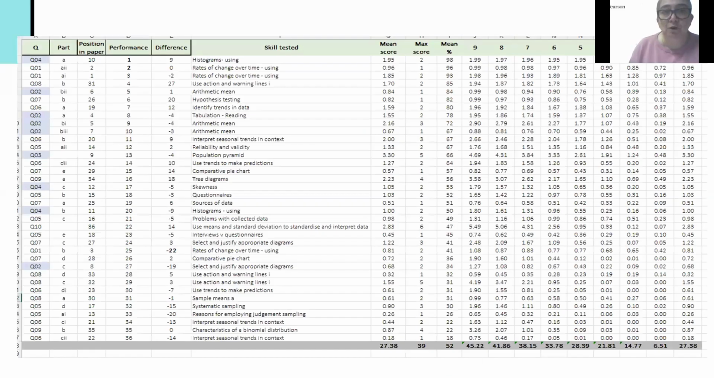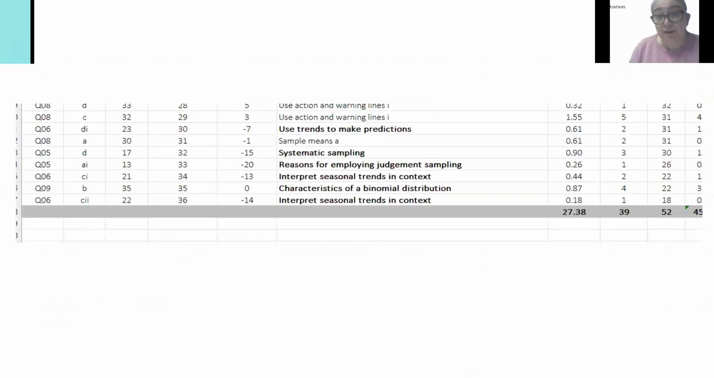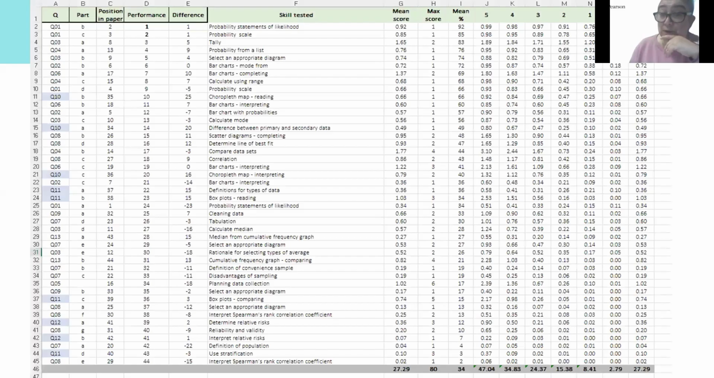I did the same for paper two. And again, excluded some. Oh, higher paper one, sorry. Excluded some because they're extended answers that we'll look at in another session. Did the same then for foundation paper two.